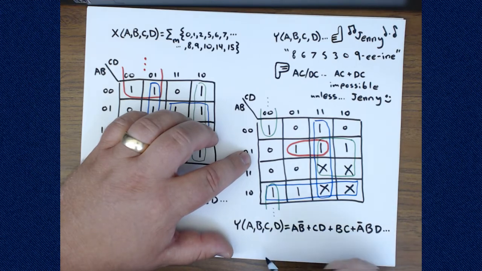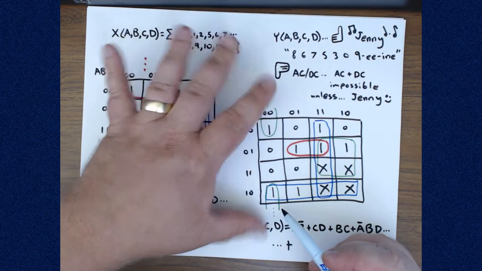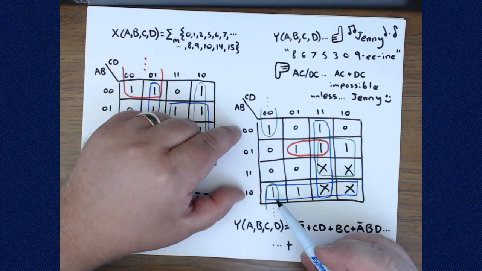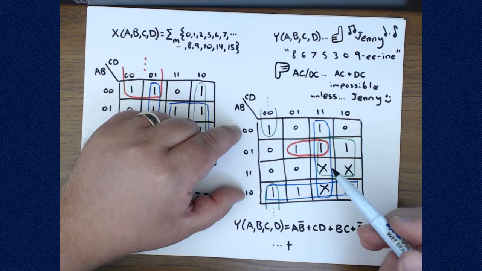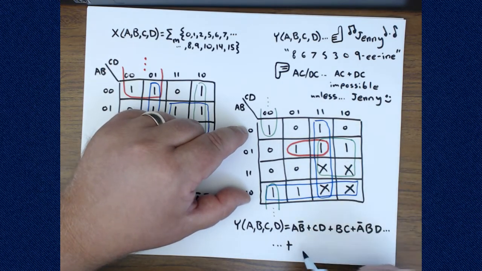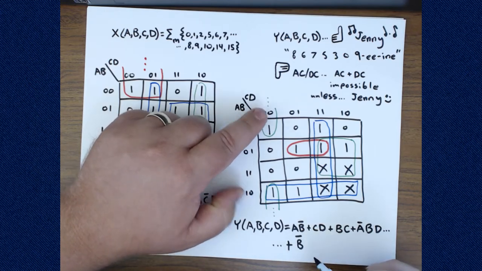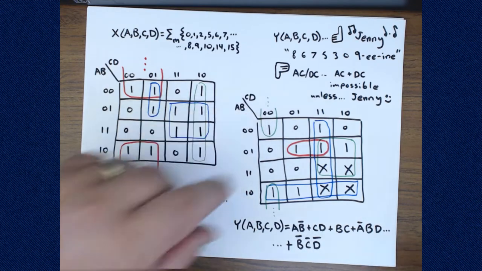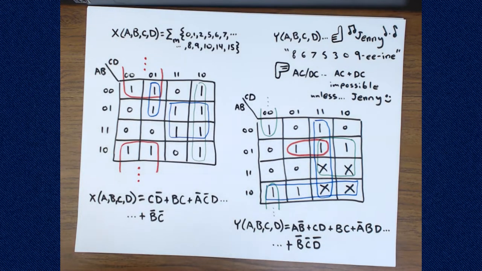And then the last one that we have is the green one that wraps around vertically. In this one, A is a 0 or 1 in these two positions, so we get rid of A. But B is a 0. C and D are always 0, so we can mark those. C invert, D invert. And we have our soft rock function.